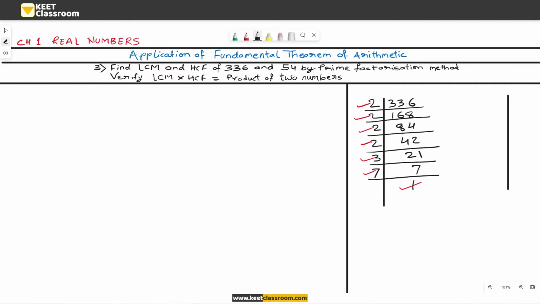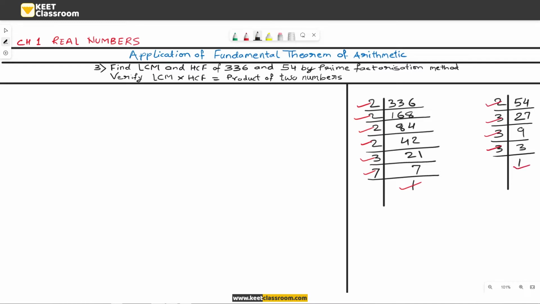Now let us find the factors of 54 in the working column. 54, on dividing it by 2, we get 27. Now 27 cannot be divided by 2. If we look at the sum, 2 plus 7 is 9, which can be divided by 3. On dividing 27 by 3, we get 9. On dividing 9 again by 3, we get 3. And dividing 3 by 3, we get 1. The factors of 54 are 2, 3, 3, 3, 3 times, and 1.